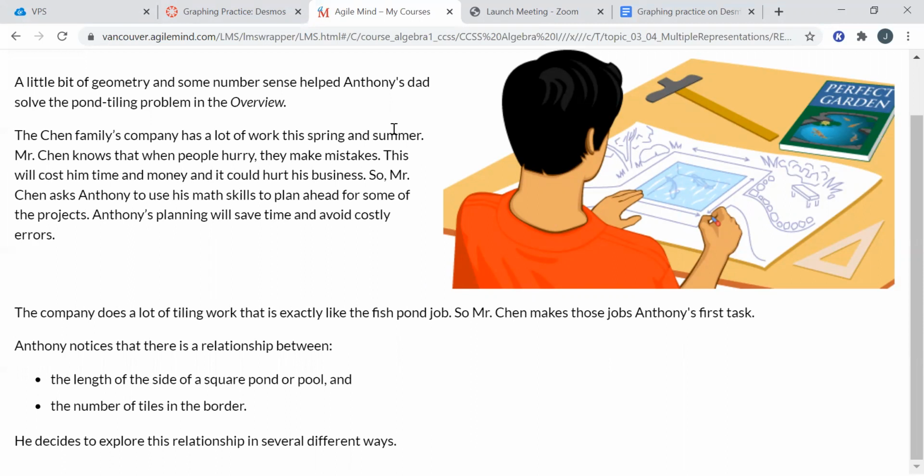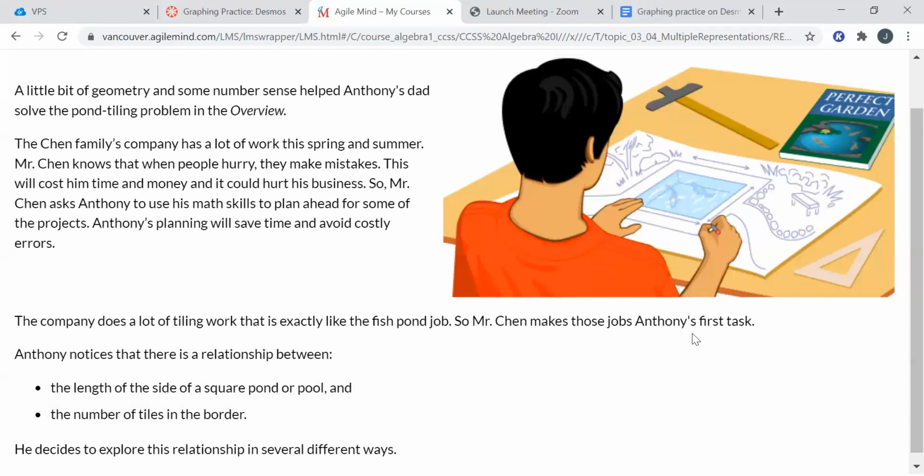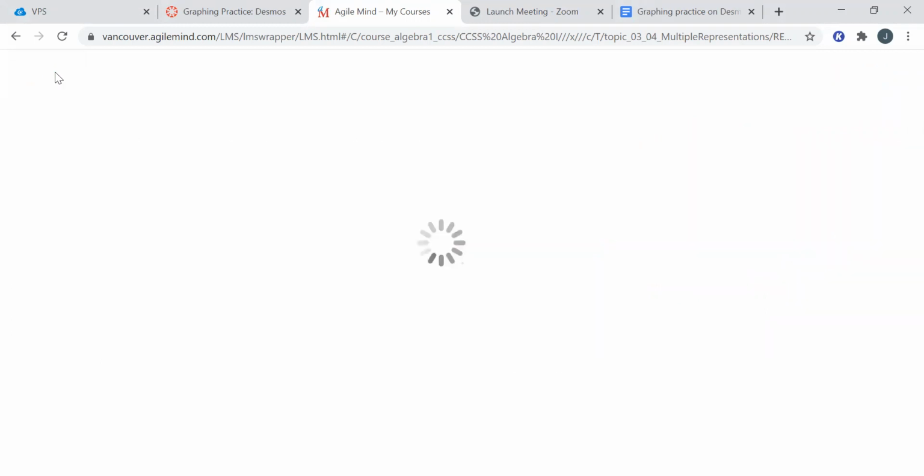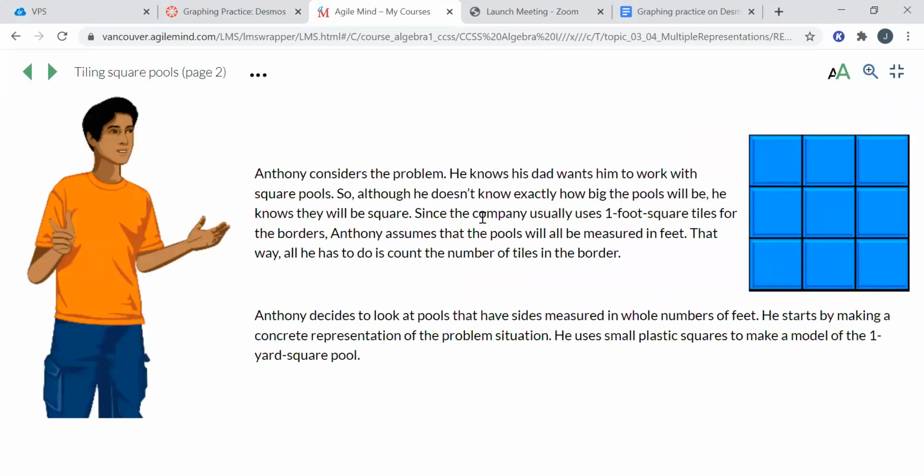So here's his first task: to notice that there are relationships between how long the sides of the pond are and how many tiles go around the outside of it. The longer the sides of the pond, the more tiles it takes to go around it, obviously, because of the bigger pond. We're going to explore that relationship in different ways. So he considers the problem. He knows his dad wants him to work with square pools. So although he doesn't know exactly how big the pools will be, he knows that they will be square.